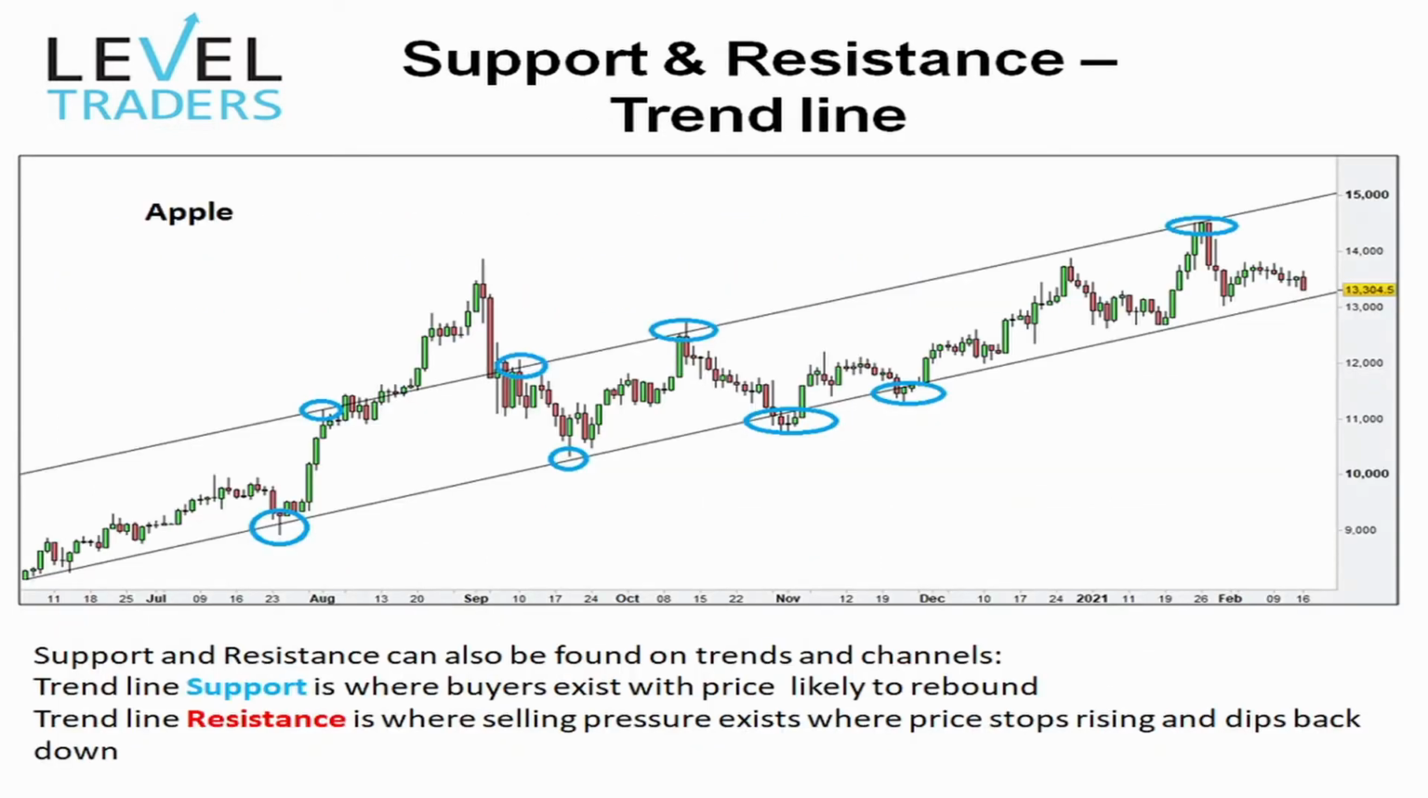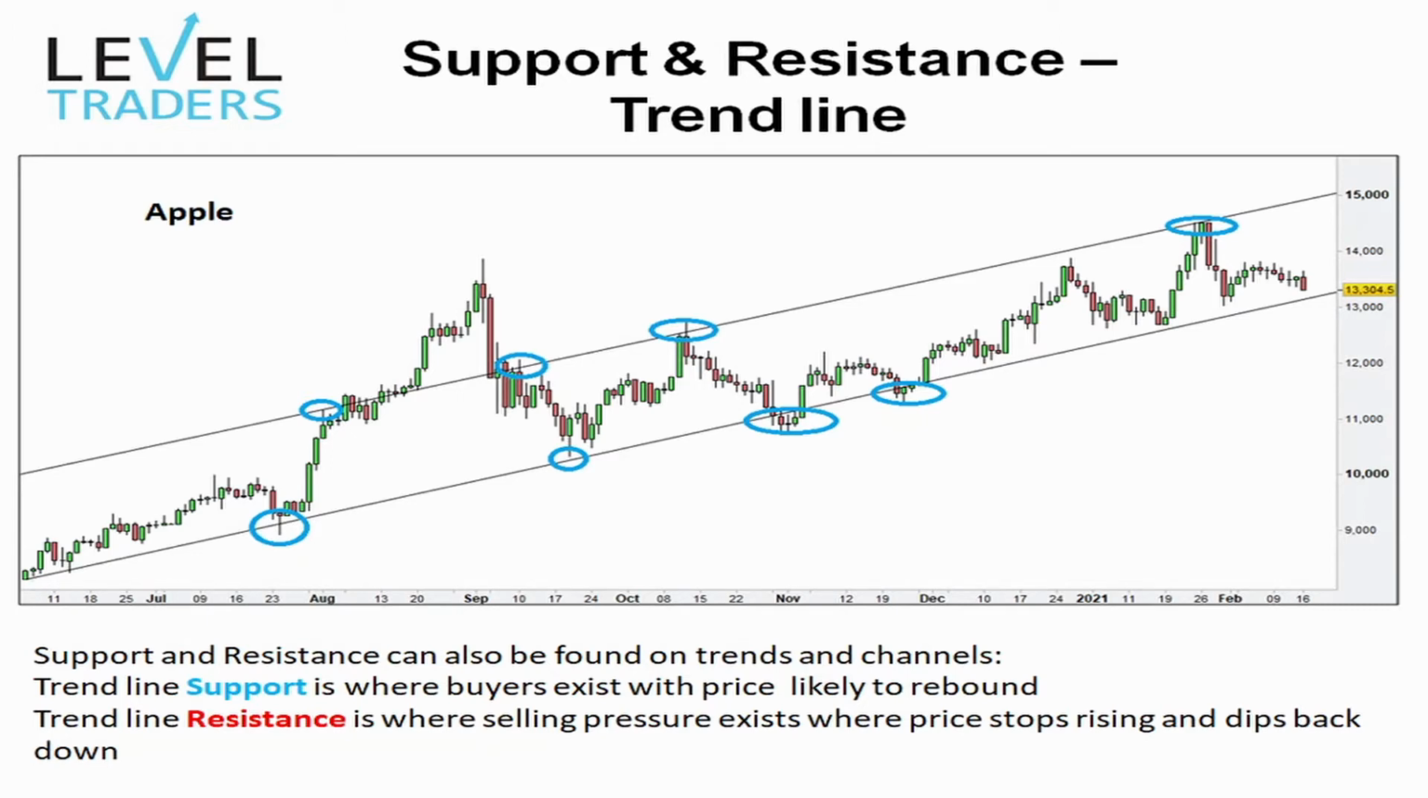Now, what I showed you on the previous page was support and resistance being horizontal lines. It doesn't always have to be horizontal. It doesn't have to be that way. You can also find support and resistance in a channel or trend line. That's what I've got in front of us here. So, I've got the Apple chart here.